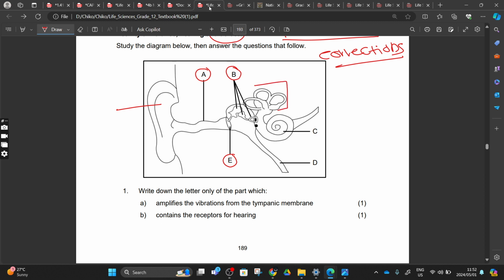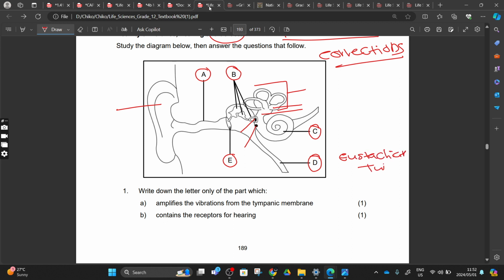We also have this part here named our semicircular canal. We also have this part here named ampulla. We also have this part here named vestibule. We also have this part here named oval window. We also have this part here named round window. We also have this part here named cochlea. We also have this part here named eustachian tube.